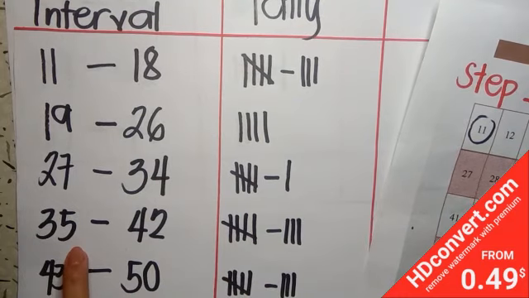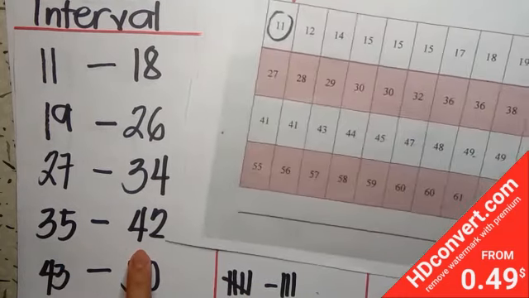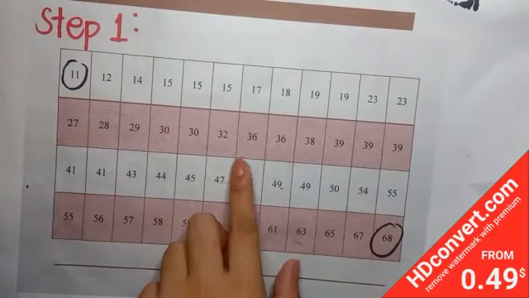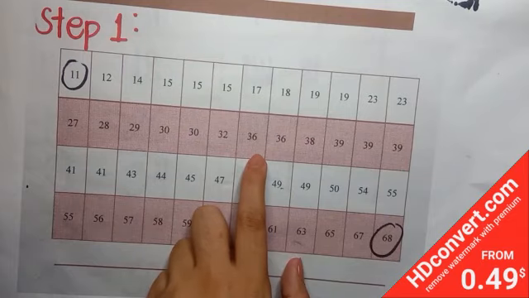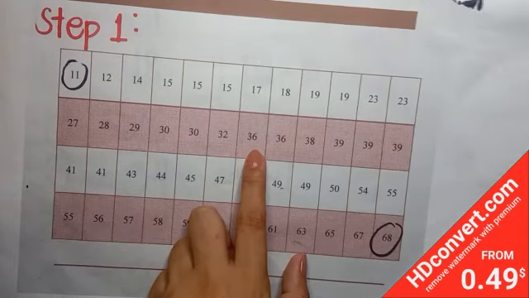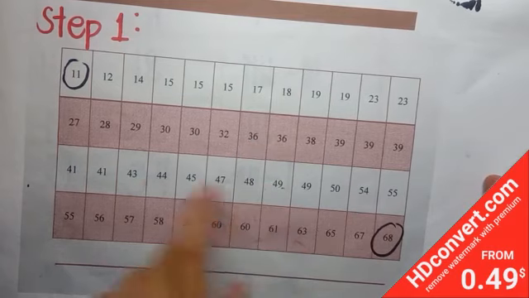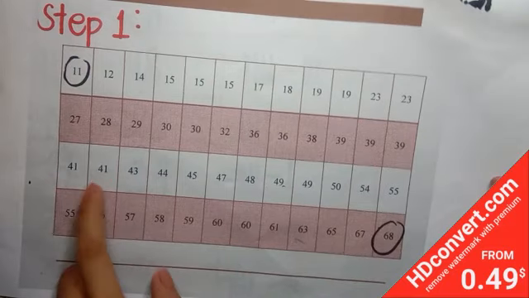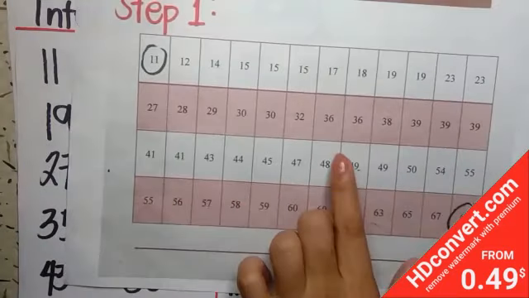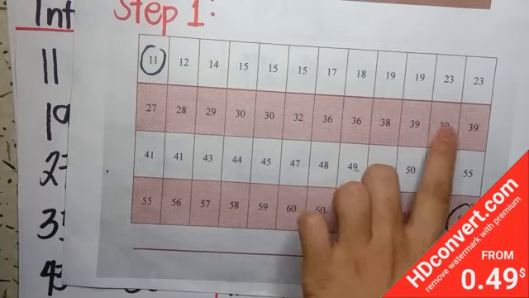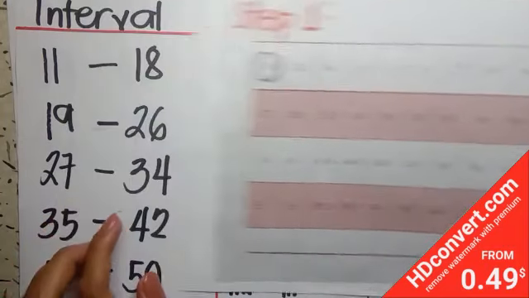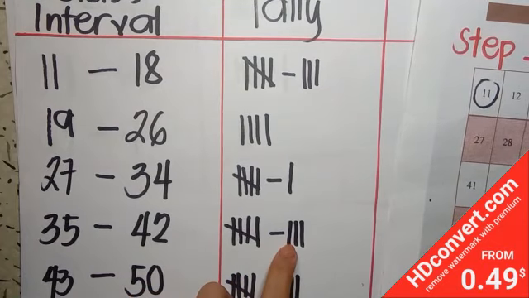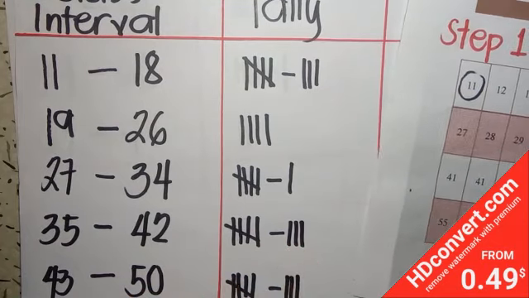Next, 35 to 42. So, ilang 35 hanggang 42 meron ang data. So, walang 35. So, mag-start ka na sa 36. Hanggang 42. Walang 42. Pwede bang 43? Hindi po ulit, hanggang 41 lang. So, meron tayong 1, 2, 3, 4, 5, 6, 7, and 8.